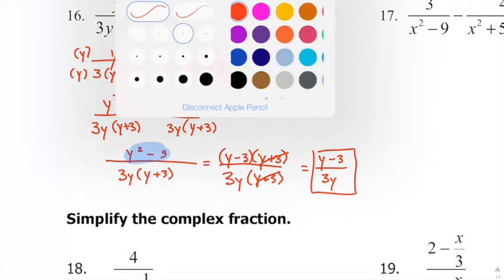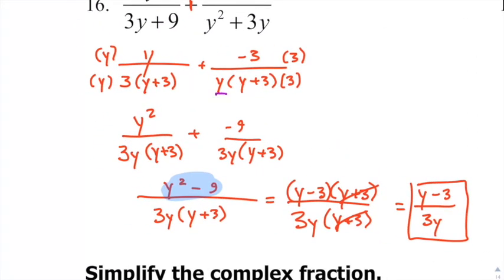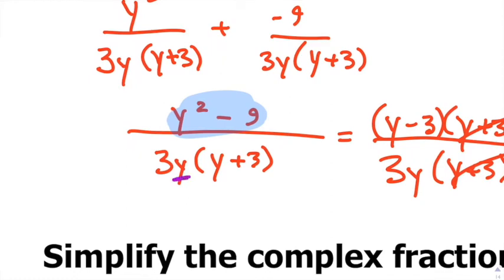And go back and talk about your excluded values. Your excluded values, you go and look at your original denominators before you simplify it, or if you want to look at this one right here. But right here, y can't be 0. And then right here, this means y cannot be negative 3.